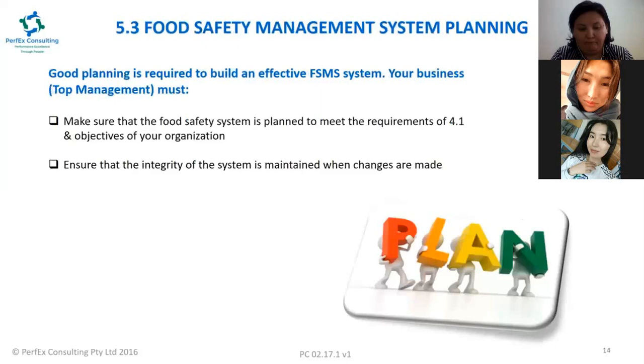Good planning is required to build an effective food safety management system. Your business must make sure the food safety system is planned to meet the requirements of Section 4.1 and the objectives of your organization. You must ensure that the integrity of the system is maintained whenever changes are made.